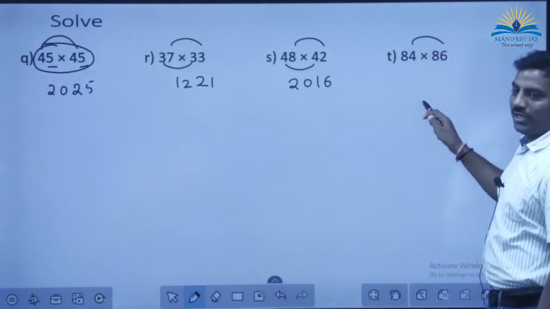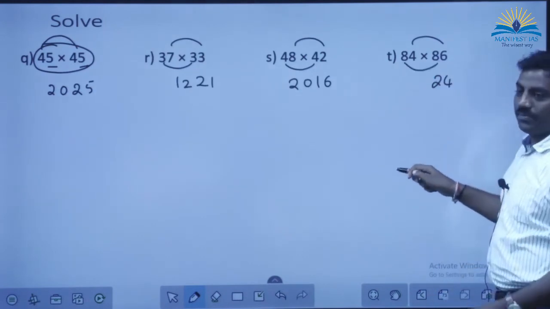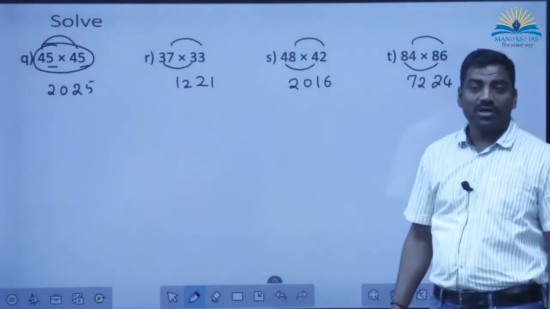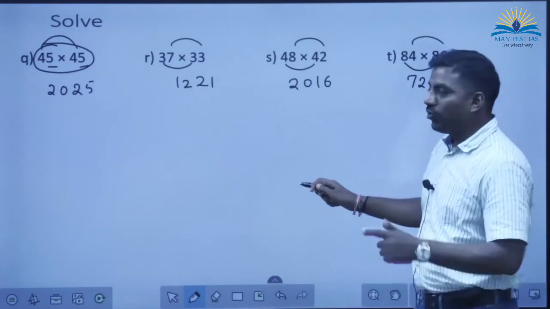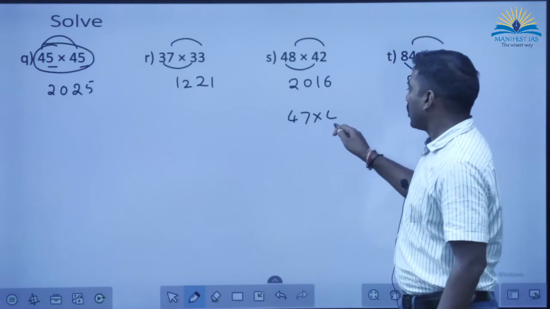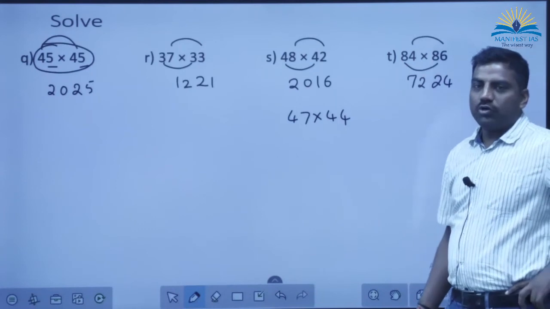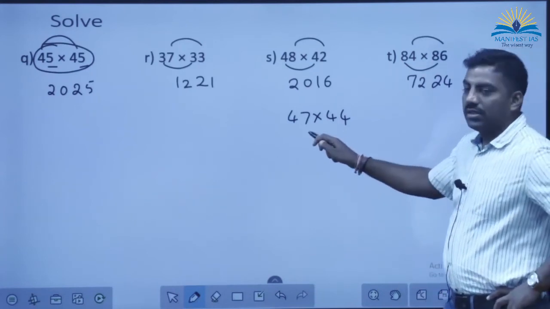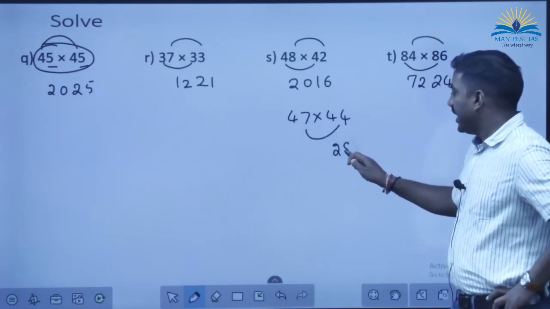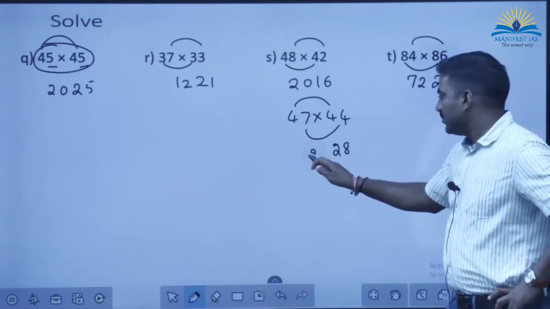Now check. 4 into 6, 24. Instead of 8 8s are, cross verify if anybody wants. Okay. I'll give one more problem. 47 into 44. What is the answer? 4 7s are 28. Instead of 4 4s are, 4 5s are.